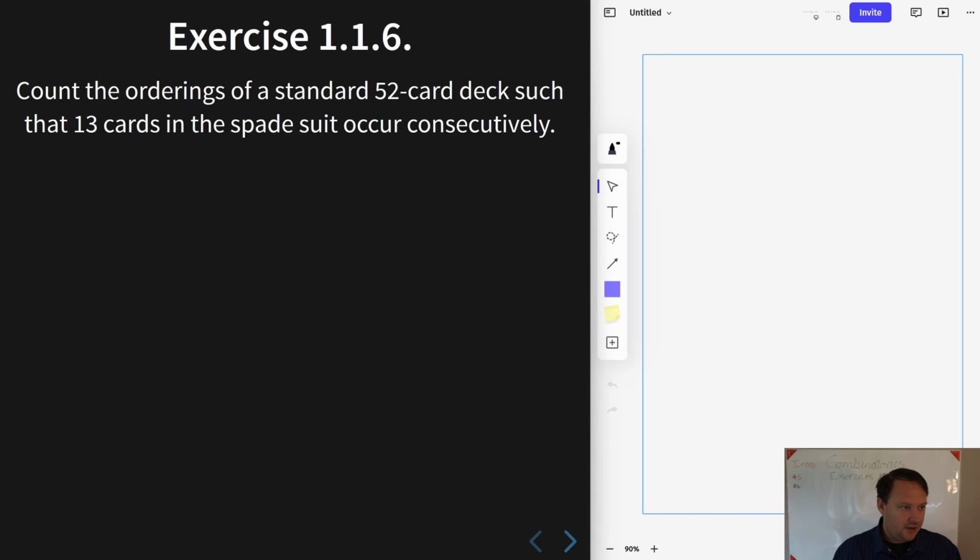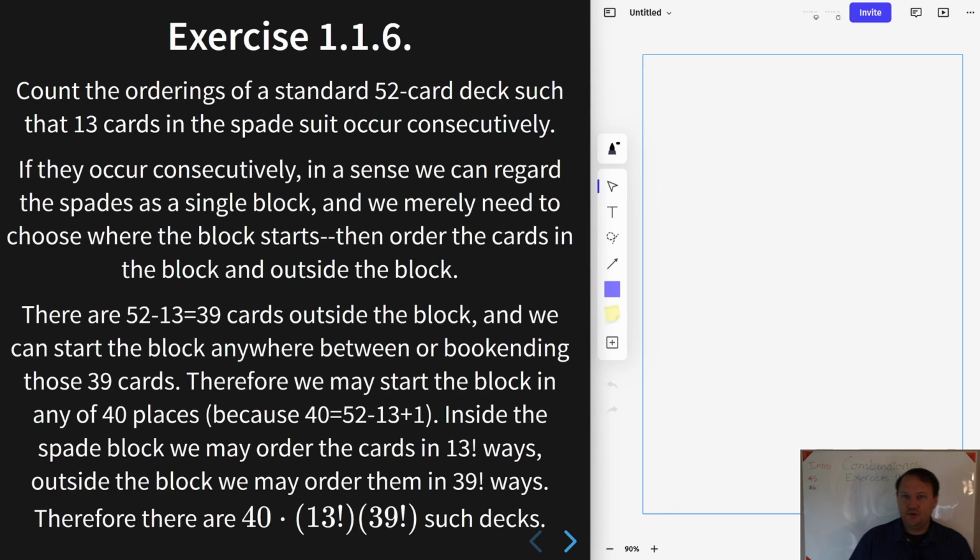Okay, so moving on to exercise number 6, we're going to now count all possible orderings of a 52-card deck which have the spades occurring consecutively. Now, my solution is that with the block of spades, one of the first things that we can count is where we initiate the block of spades. We know that wherever it initiates, it then carries on for 13 cards. And so how many locations are there?